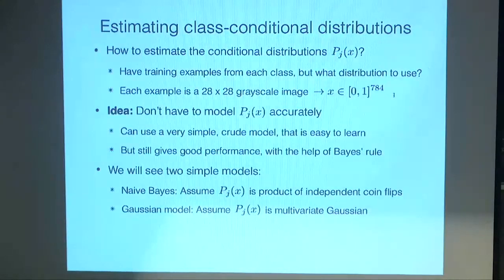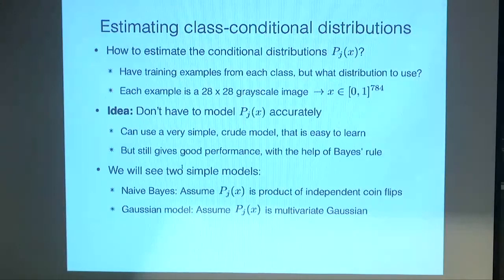So the idea that we will use, and this is a very common idea in machine learning and a lot of applications, is that we don't really need to model the conditional distributions accurately. We can get away with just assuming some very simple, very crude, sometimes unrealistic model. The advantage is that it's easy to learn and easy to estimate, but somehow we can still get good performance. That's because we have this tool called Bayes rule that allows us to do this inference procedure. Given our prior belief and given this crude model of the likelihood, we can use some sort of inference procedure to conclude our updated belief, and we can use that to do our classification. So in this class, we will see two basic models.